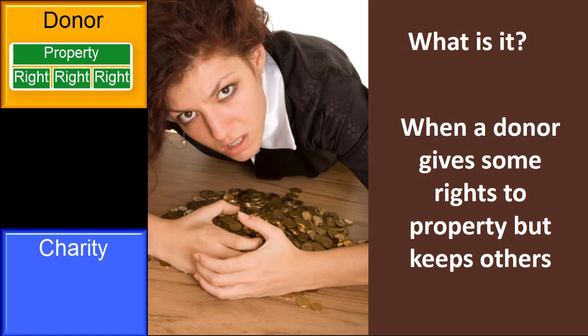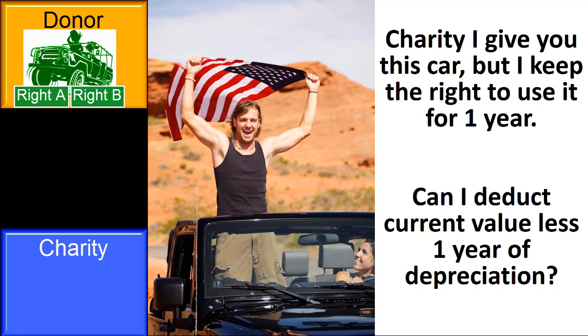A retained partial interest gift occurs whenever a donor splits types of ownership rights and gives some of them to charity while retaining others. An example of splitting the rights between the donor and a charity would occur if the donor gave ownership of an automobile to a charity but retained the right to use the automobile for 1 year. Given that the charity has received some rights, in other words, they get ownership in 1 year, is it reasonable to allow an immediate tax deduction for this transfer?